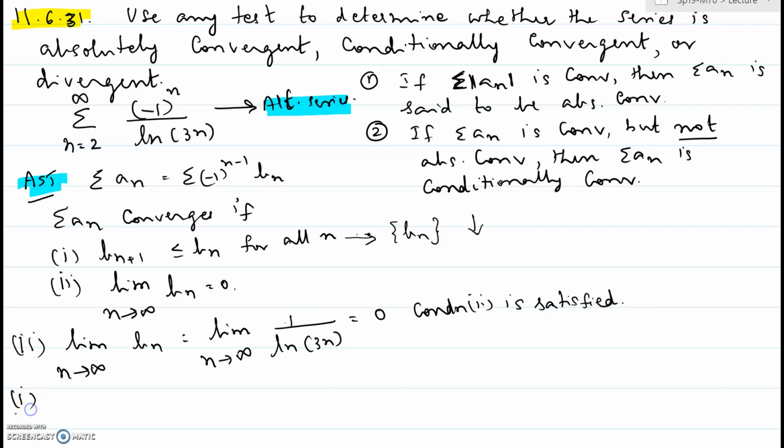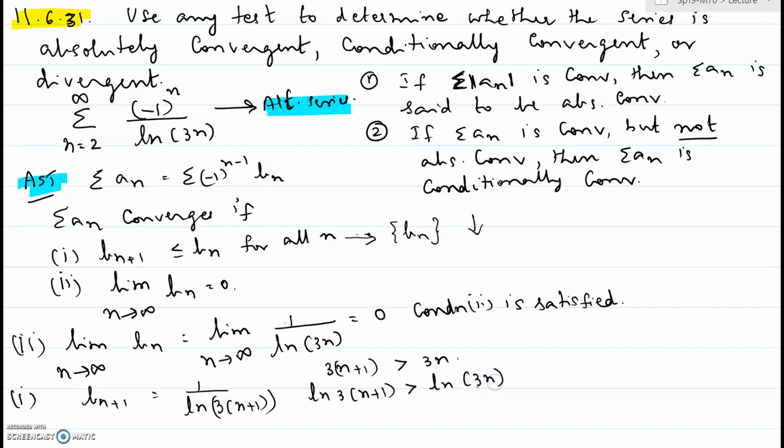What is condition 1? We are going to show that bn plus 1 is less than or equal to bn. So let's consider bn plus 1, which is 1 over ln of 3 times n plus 1. We can consider that 3 times n plus 1 is actually more than 3n. So ln of 3 times n plus 1 is definitely more than ln of 3n. If you take the reciprocal, 1 over ln of 3 times n plus 1 is less than 1 over ln of 3n. The inequality gets reversed when you take the reciprocal.